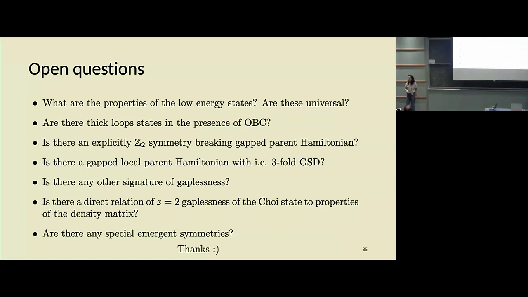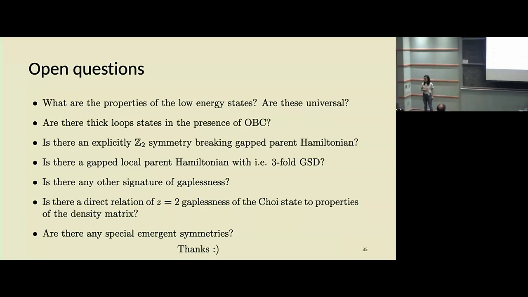So we don't actually know what the low energy states look like for the hexagonal lattice. But in the hexagonal lattice, it's still z equals 2 gapless? We would expect so, because the order parameters and the disorder parameters still behave the same way. It stays the same. So we would expect so, but in terms of what the states look like, it's not obvious. Thanks.